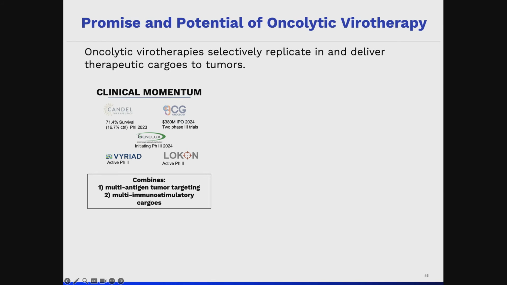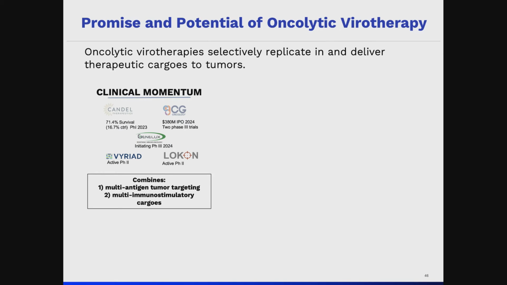There's been a lot of momentum within this field over the past few months or years, including, for example, very high success rates reported by Candel within a phase 1 clinical trial, as well as CG Oncology, which has successful clinical data that actually fueled the very first biotech IPO of this year. So these successes rely upon the fact that these therapeutics have the potential to combine the best of both worlds for conventional cancer immunotherapies. So by replicating within a tumor selectively, a virus actually presents multiple antigens for the immune system to come in and recognize the tumor.